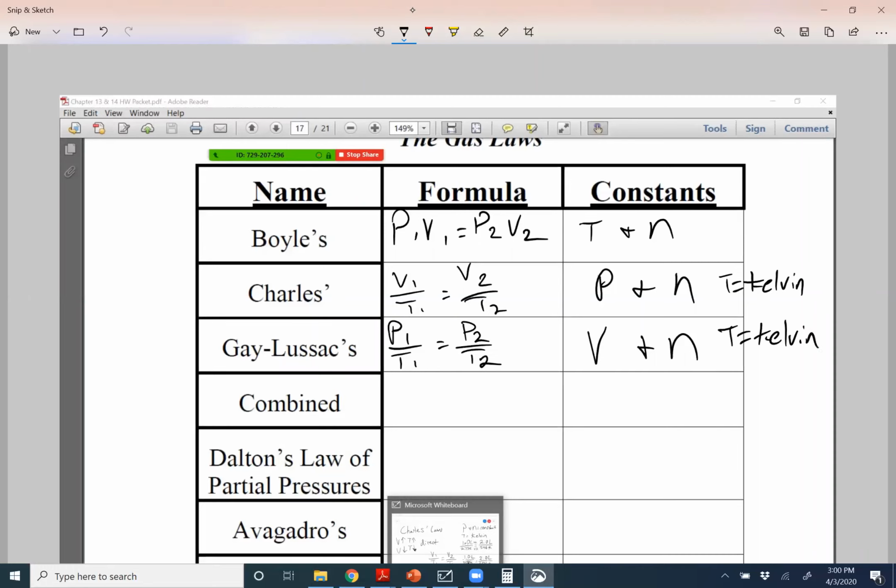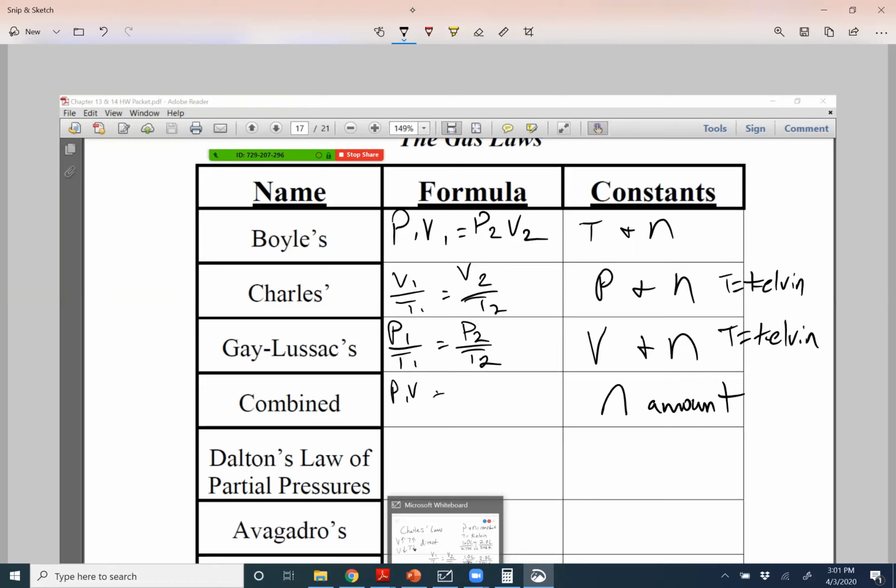So what is the combined gas law? Well, in the case of Boyle, we held temperature and amount constant. In the case of Charles, we held pressure and amount constant. And in the case of Gay-Lussac, we held volume and amount constant. Well, what if we just hold n, the amount, constant? And the answer is we can combine all these 3 together.